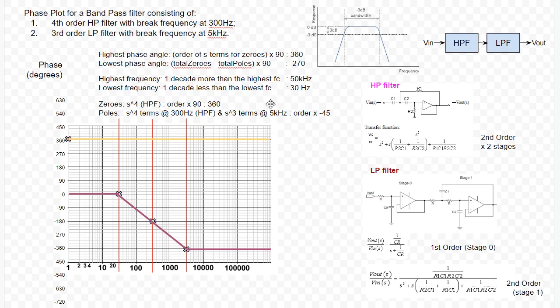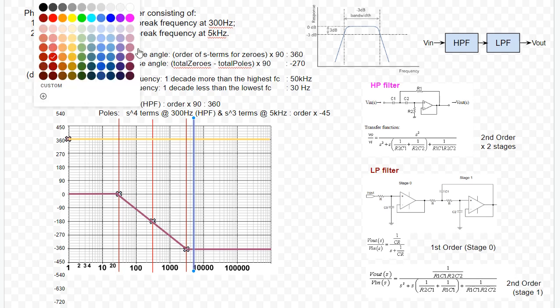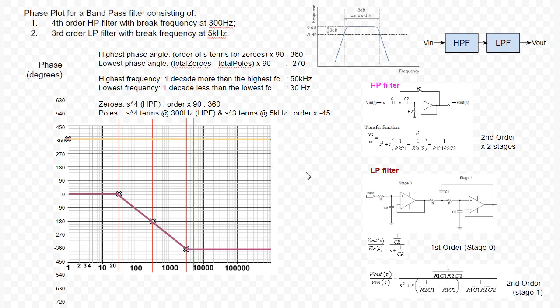Next, we're going to do the 5 kilohertz. So again, we just go ahead and mark where 5 kilohertz is. So 5 kilohertz would be, that's 1,000, and then 1, 2, 3, 4, 5. So it's over here. I'll use a different color for this. Make it a little bit bigger, thicker.